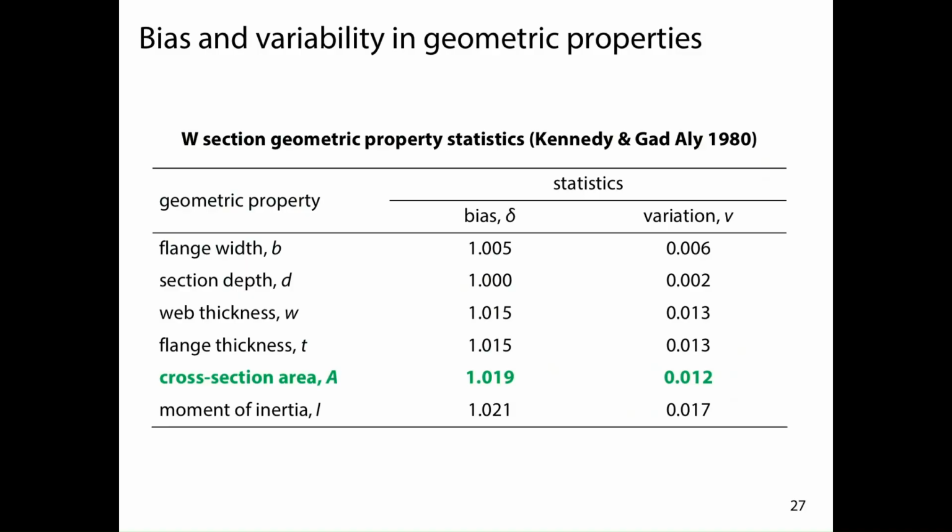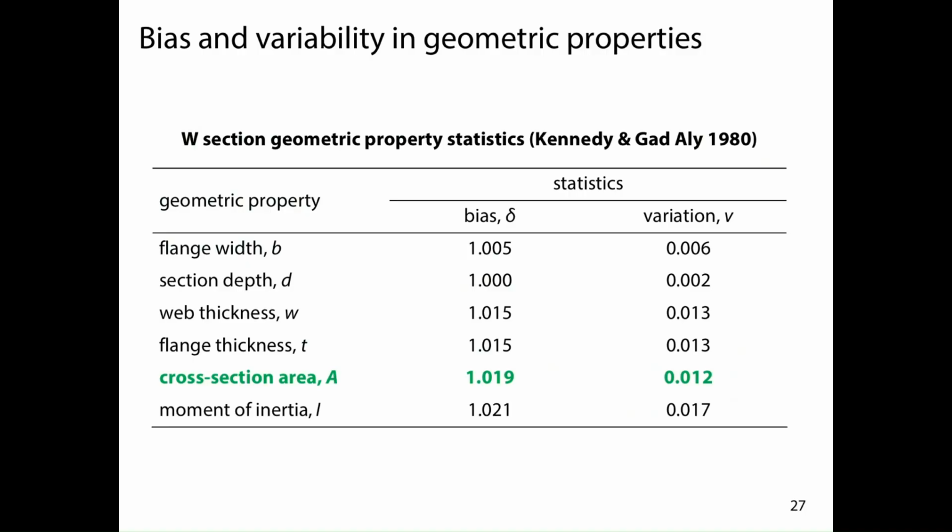Well, they did that and they got a bunch of statistics, and they said, well, on average, the flange width is 0.5% higher than it should be. On average, the section depth is exactly what it should be. For the most part, the measurements were a little bit more than what they should have been. And if you look at the variability in the data, it's very low. These manufacturers can roll things to 0.5% plus or minus 0.06%. So that tells us that there's not a lot of variability in the geometry, but there is some.